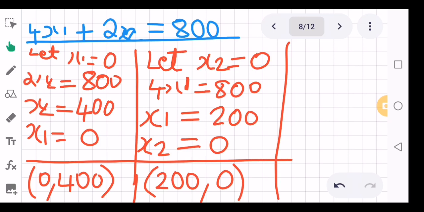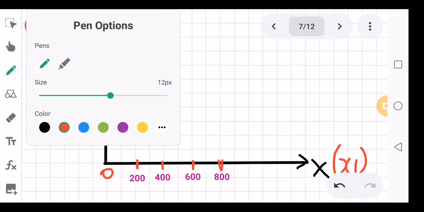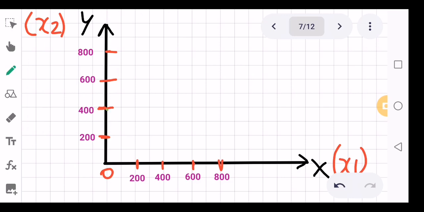So 0, 400. On the x-axis you have to search for 0, that is here. On the y-axis you have to search for 400, that's here. So this is your first point. Mark it in another color, I marked it with green. I just put a dot. Wherever I put a green dot, understand that this is the first constraint.